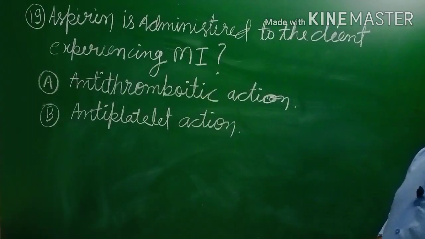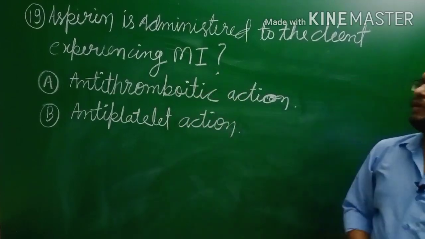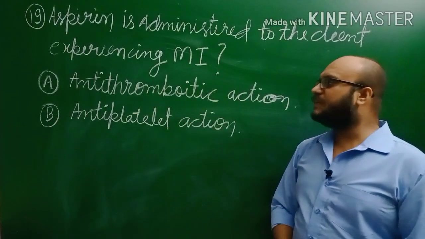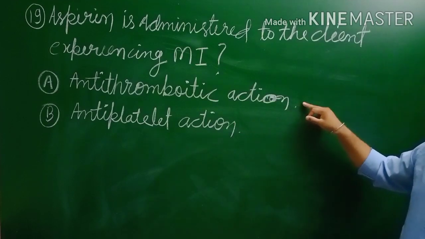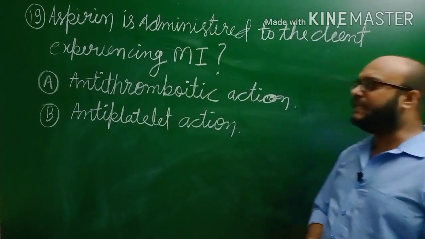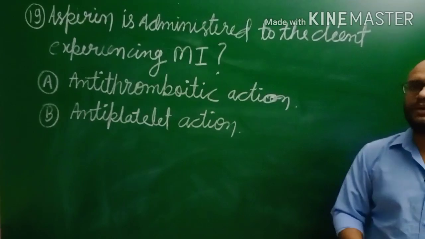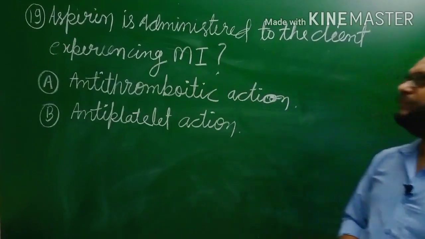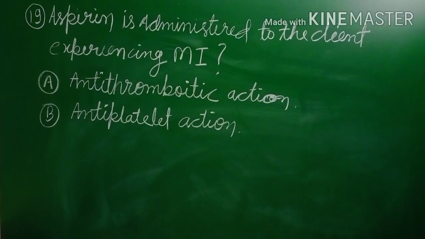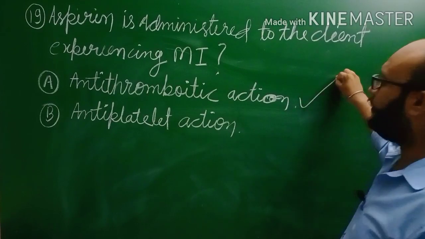Question friends, aspirin drug is administered to the client who is experiencing myocardial infarction. Option A, aspirin is having antithrombotic action, so it is administered. Option B, aspirin is having antiplatelet action, so it is administered in the client who is experiencing myocardial infarction. Very important question. The right answer is option A.